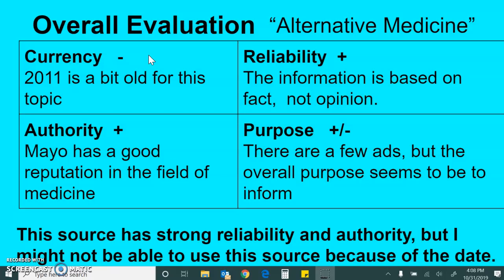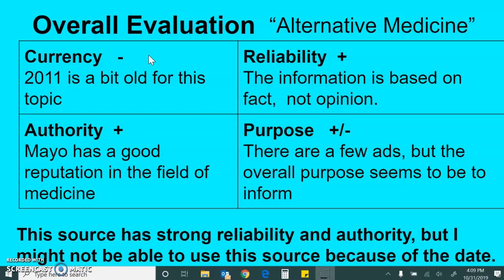So, we've gone through all of these pieces, but it's important to think of the source as a whole. So it's good to keep track of each of the pieces. So just as a reminder, the source we're looking at, it's a bit old, so currency isn't great. It's fairly reliable. The information is based on fact, not opinion. However, there were no sources listed. It has great authority because Mayo has a good reputation in the field of medicine. And the purpose is decent. There are a few ads, but the overall purpose seems to be to inform.